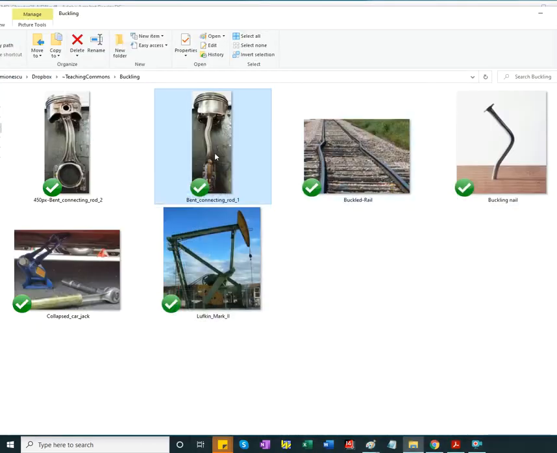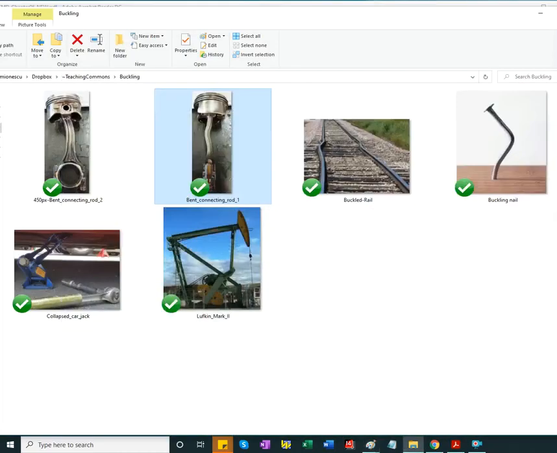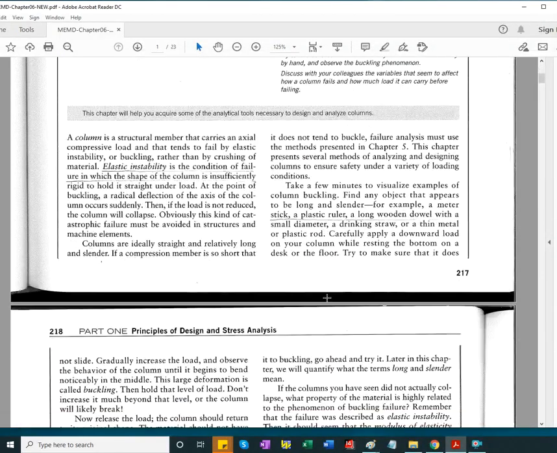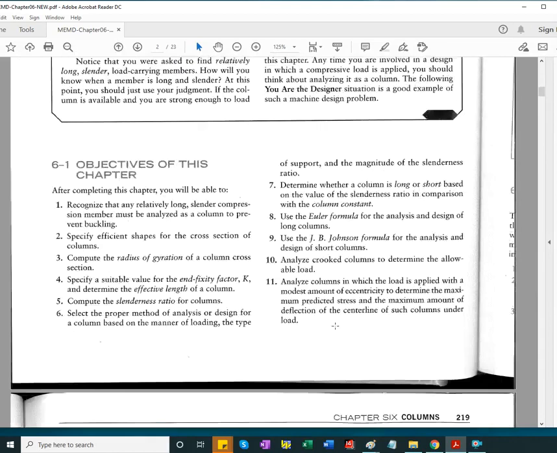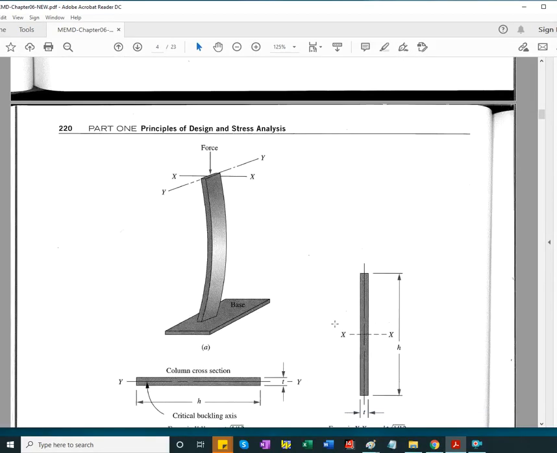To best use the material, the connecting rod, like I said earlier, is slender. The geometric stiffness is less in the longitudinal plane. Okay, so let's move to the chapter and see what the author said.